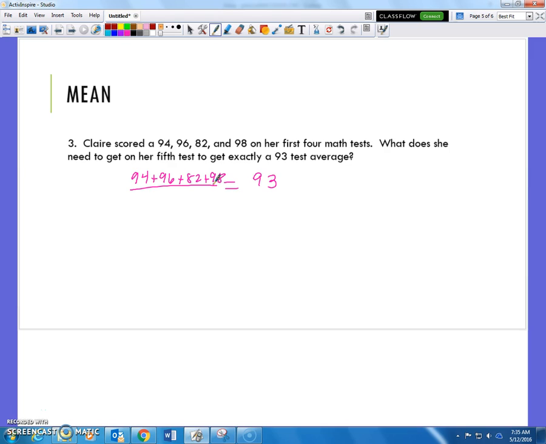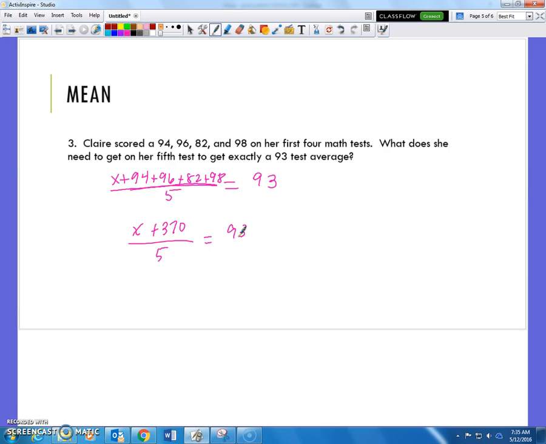So I could find the average right now by dividing by 4, but really I need to add another score on there that I don't know to get to my 93. So really what I need to find is this variable x. I'm actually going to have 1, 2, 3, 4, 5 test scores when I'm solving this equation. Let's do a little simplifying right now. I'm going to say x, and then we're going to add these together: 94 plus 96 plus 82 plus 98 is 370. All divided by 5 equals 93.